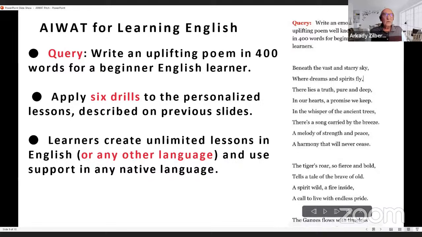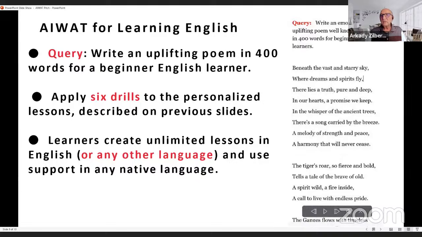AIWAT here on this slide is used for learning English. Query: Write an uplifting poem in 400 words for a beginner English learner. Apply 6 drills to the personalized lessons described on previous slides. Learners create unlimited lessons in English or any other language and use support in any native language.